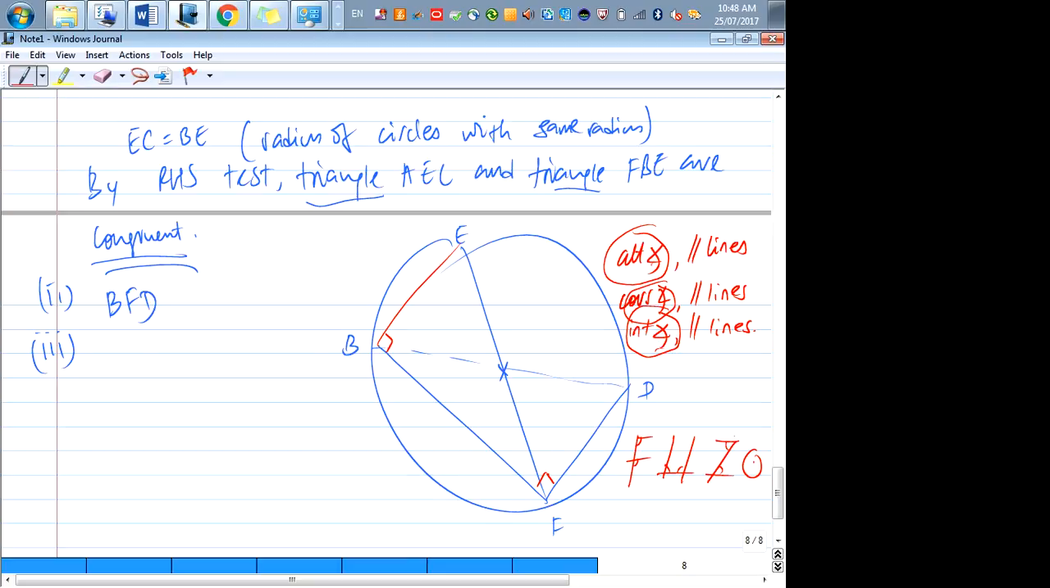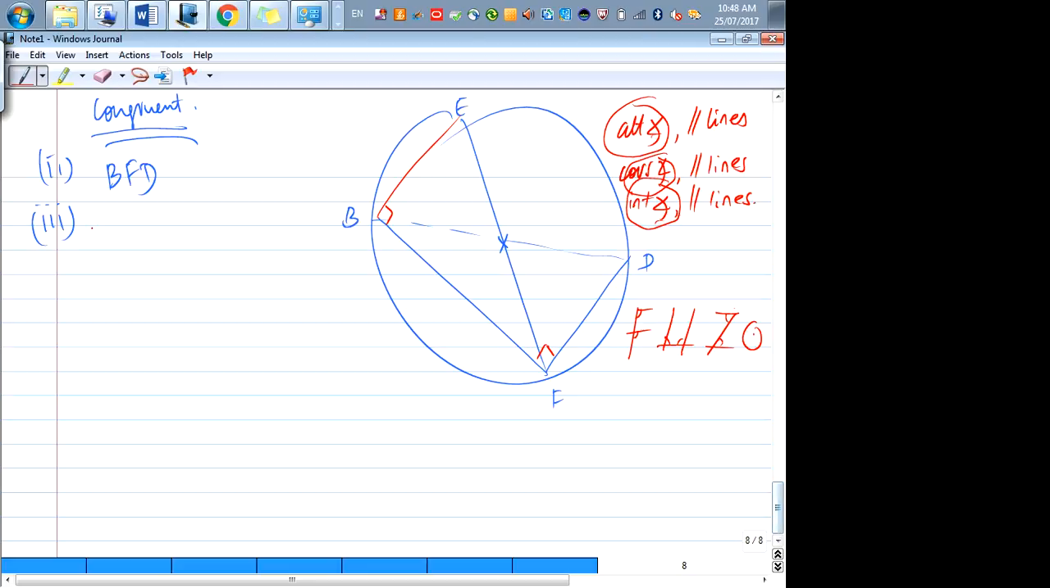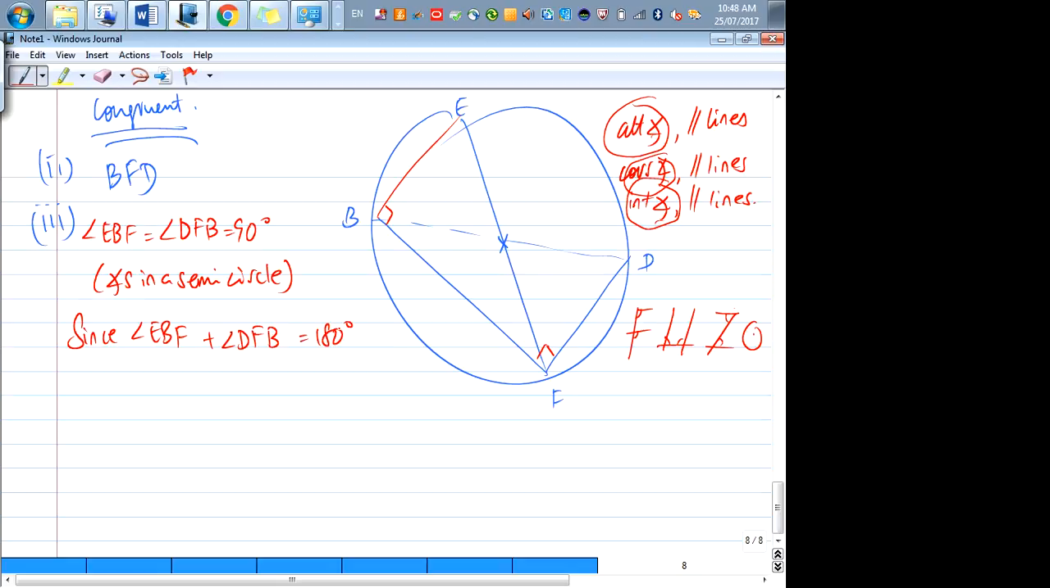Okay, so the working presentation will look like this. Angle EBF equals angle DFB, which is 90 degrees. They are angles in a semicircle. Okay, so since both of them are 90 degrees, since angle EBF plus angle DFB equals 180 degrees, by interior angle theorem, EB is parallel to DF. Okay, it is working backwards.